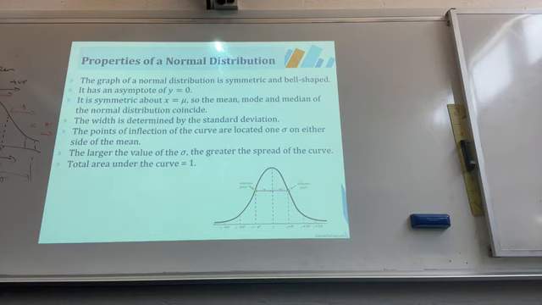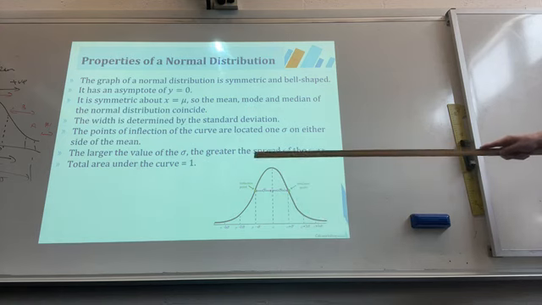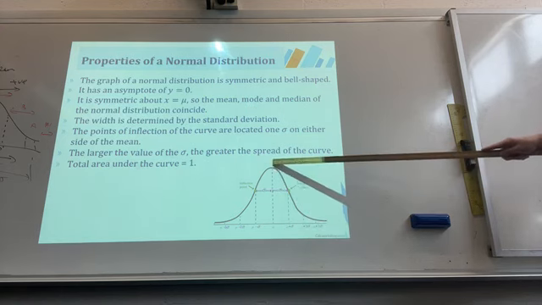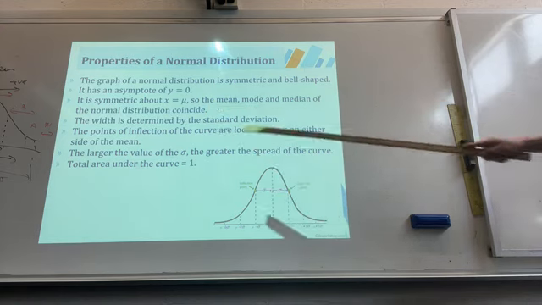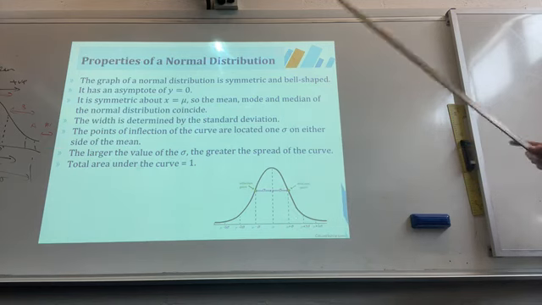Alright? So the mean, the mode, and the median for the normal distribution coincide. So that bit here depends on whether you use the actual mean or the standard score. If it is standard score, that will be 0. If it's the actual mean, it will just be the mean. Alright? So you need to know the difference.